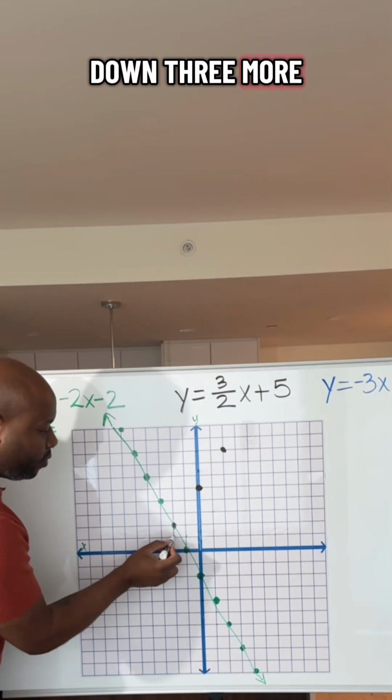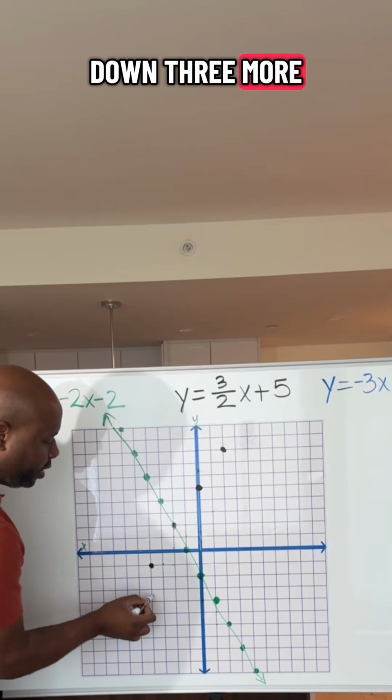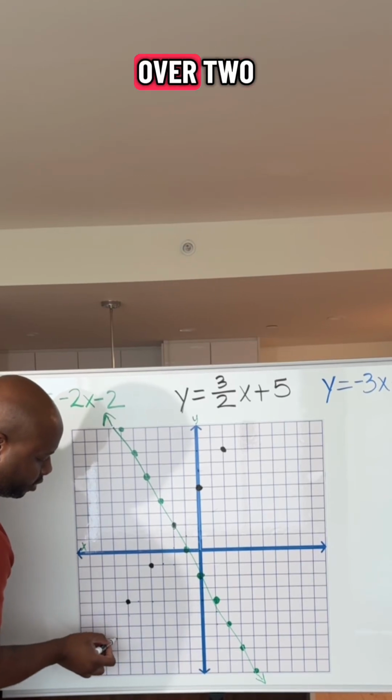I'm gonna go down 3 more. 1, 2, 3, and over 2. Down 3 more, over 2. Down 3 more, over 2.